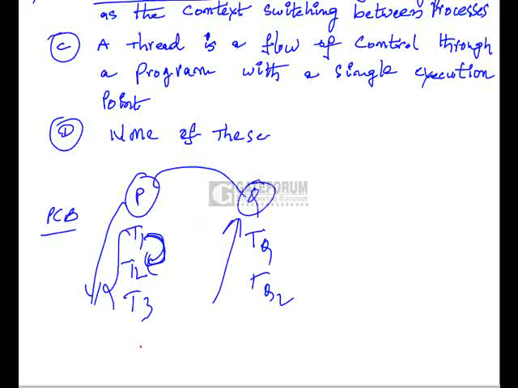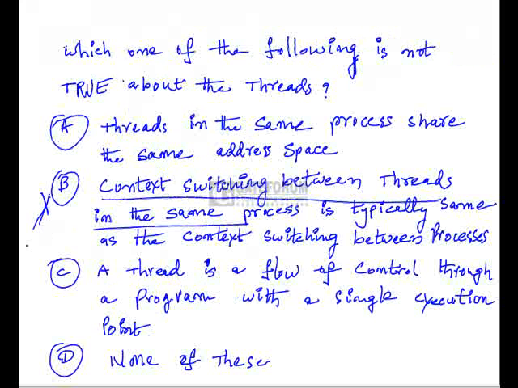Switching between threads takes much less time because both are in the same address space. But the statement says it is typically the same, so the statement is not true. Option C: a thread is a flow of control through a program with a single execution point. Yes, this is also a true statement. So option B is the right option here, because it is the statement which is not true.